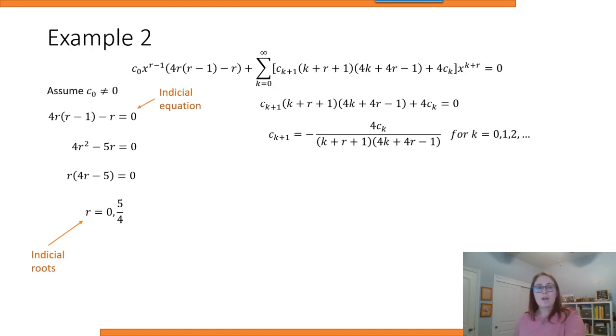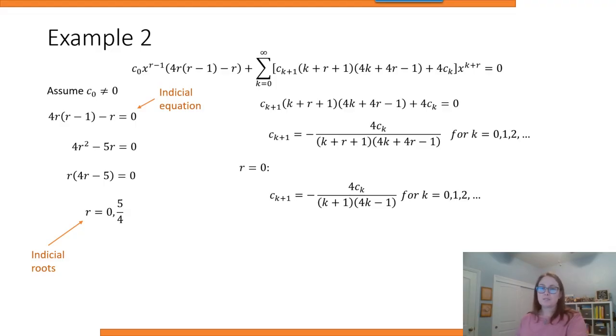Okay, so now I can take my indicial roots. I'll start with the first one, r equals 0. I'm going to plug it in for r and clean up this recursive relation. And I get ck plus 1 equals negative 4ck over k plus 1 times 4k minus 1. And I can use this to find the first few terms of my power series solution. So I'm just going to find the first three terms and plug in 0, 1, and 2 to get my first three terms of the solution.